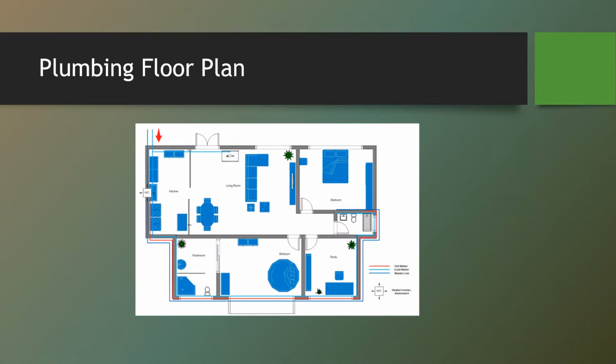Plumbing, so where the plumbing inlet is, from the main pipe. Here there is a legend which says the red line is for hot water, light blue is cold water. Another is the waste line. The waste line is the plumbing for your sewage waste.